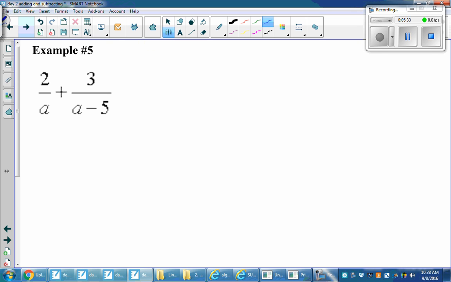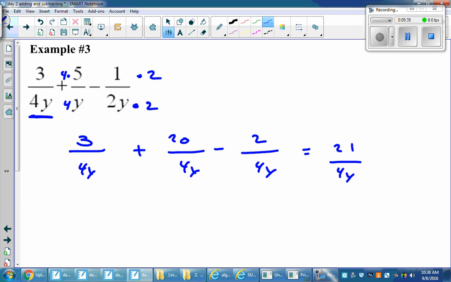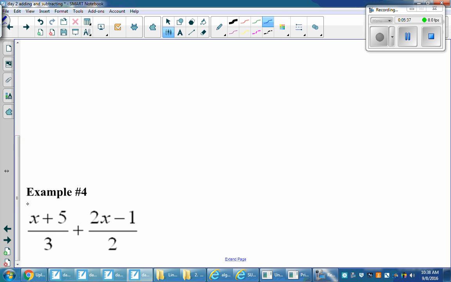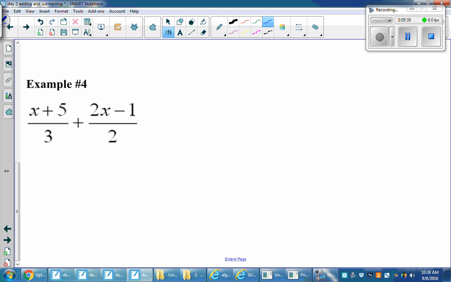Now, the next example we have, again, we've got two denominators that are different. Now, one denominator is 3, one denominator is 2. So our common denominator is going to be the least common multiple of those two numbers. The multiples of 3 would be 3, 6, 9, 12. Multiples of 2 would be 2, 4, 6, 8, 10. The least common multiple between those two is going to be 6.